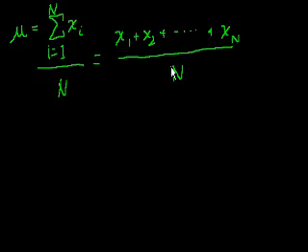And I think that's what you're familiar with as just the arithmetic mean or the average. You just add up all of the elements and you divide by the total number of elements there are. That's just a fancy way of writing that.